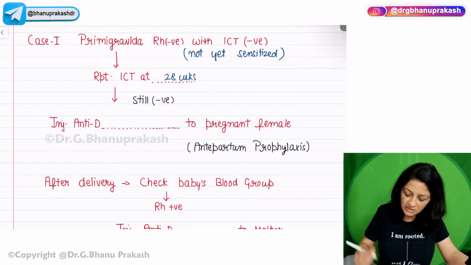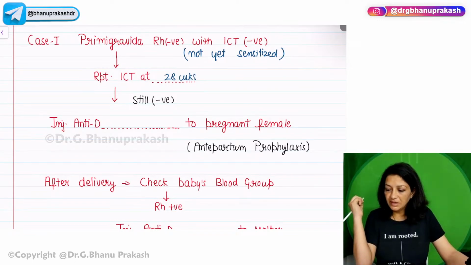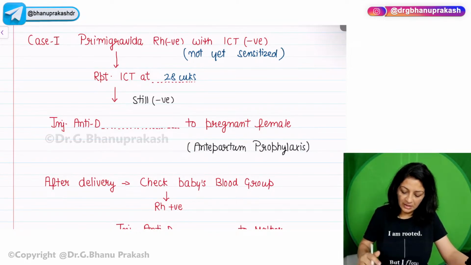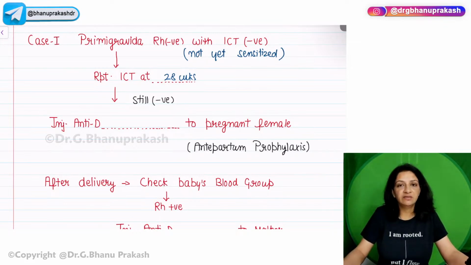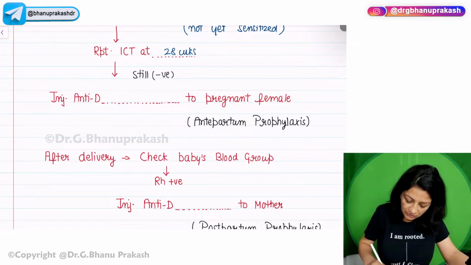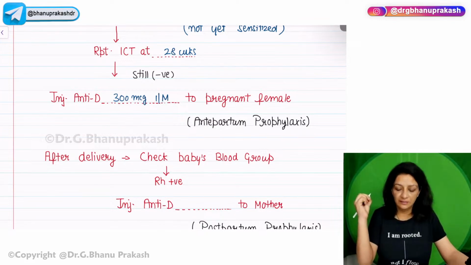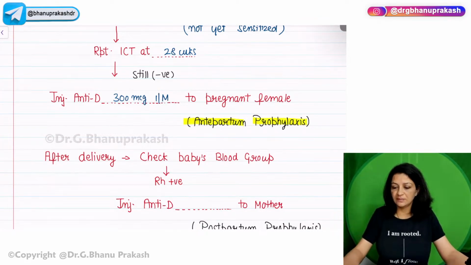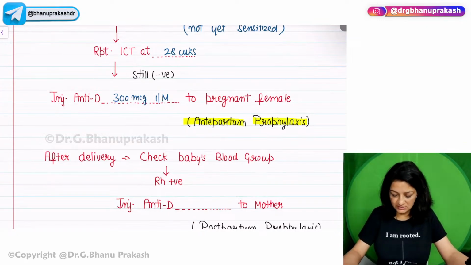Why 28 weeks? Because mixing of blood, when will it happen? Third trimester, most commonly. If the ICT is still negative, then we will give anti-D 300 microgram intramuscular to the pregnant female. That is called as antepartum prophylaxis.